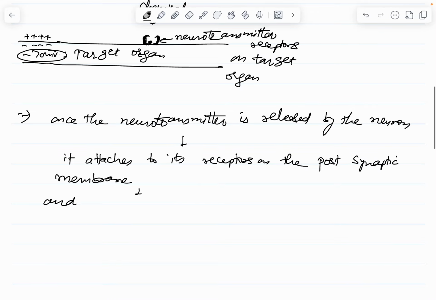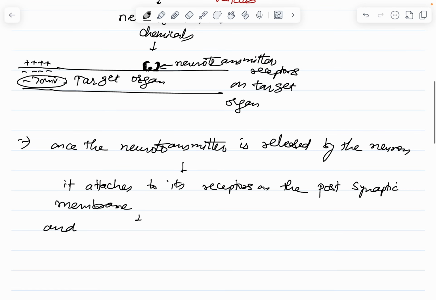We had mentioned a few examples also: adrenaline, acetylcholine, the common excitatory neurotransmitters, and GABA, that is gamma aminobutyric acid, dopamine, glutamic acid, glycine. These are the common inhibitory neurotransmitters. So let's put it down into writing.